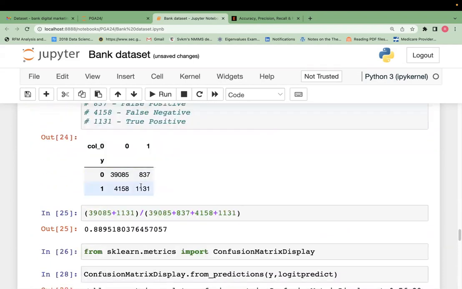837 false positives, 4,158 false negatives. There's a huge difference. In this case, we can't simply go with accuracy. Along with accuracy, we also need to check precision, recall, and F1 score. Precision, recall, and F1 score become important along with accuracy when there is a big difference between false negatives and false positives, or when the data is imbalanced. When the data is imbalanced, we cannot simply go with accuracy.